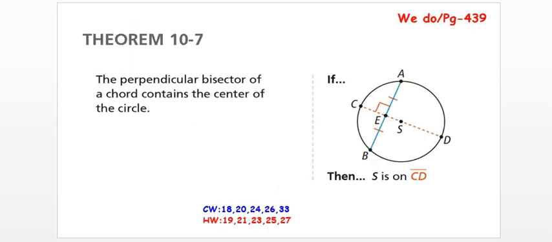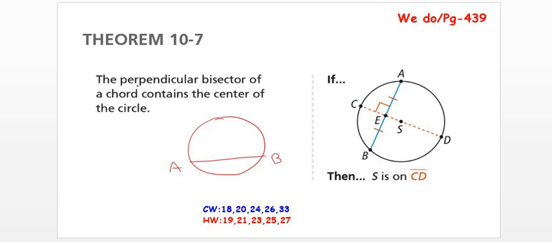The perpendicular bisector of a chord contains the center of the circle. So if you draw the perpendicular bisector of a chord, let's say I have a chord over here and the name of the chord is AB. If I make a perpendicular bisector, now what is the meaning of a perpendicular bisector?